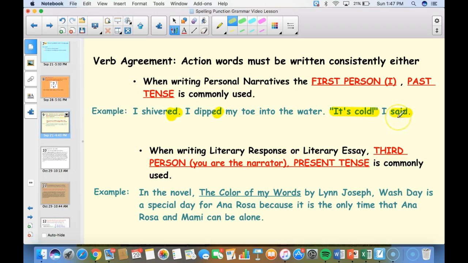For example, in the novel The Color of My Words, by Lynn Joseph, Wash Day is a special day for Anna Rosa, because it is the only time that Anna Rosa and Mommy can be alone. We often see writers popping back in and out of the present tense to the past tense. So if the question is, why is Wash Day a special day for Anna Rosa? You want to write the whole entire answer in the present tense.